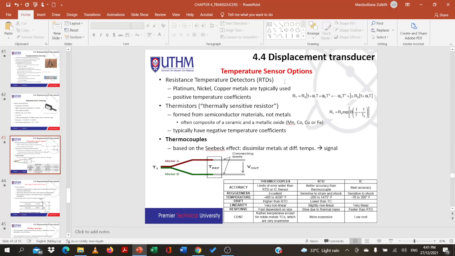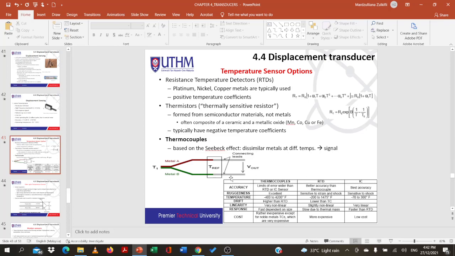For temperature sensor options, the famous one is the thermocouple. It is based on the Seebeck effect, dissimilar metals at different temperatures. So metal A and metal B, so we have two junctions here. Okay, this one is the reference, connecting leads, and we can have V out here.